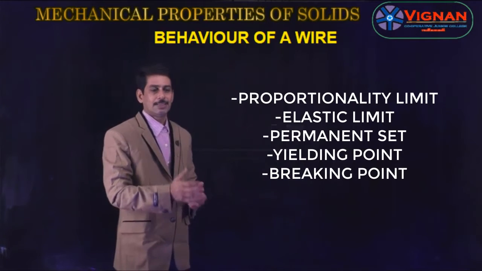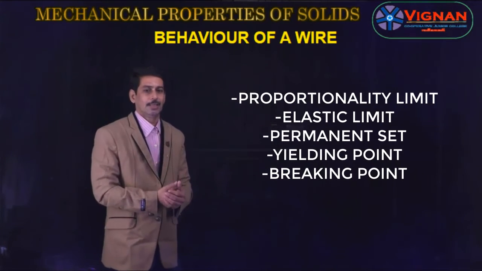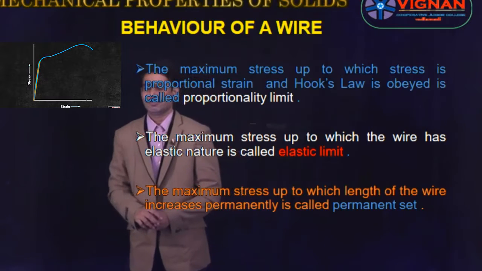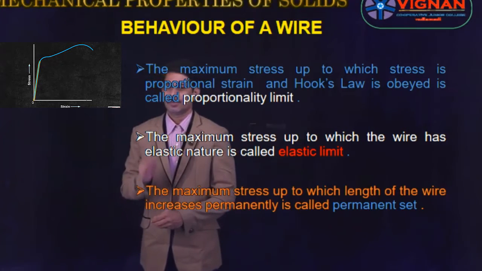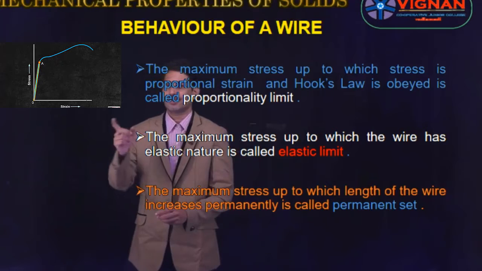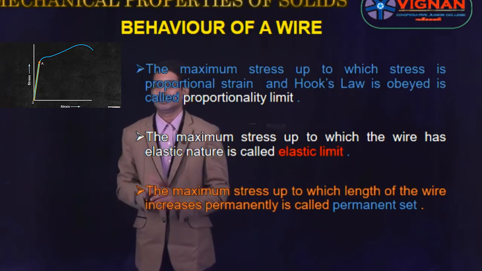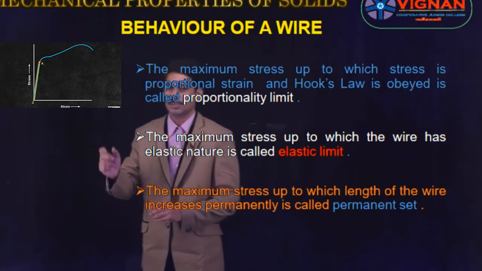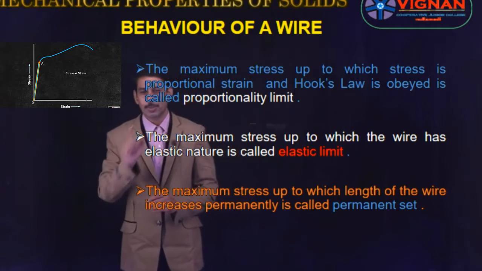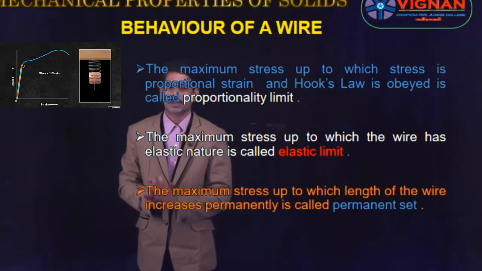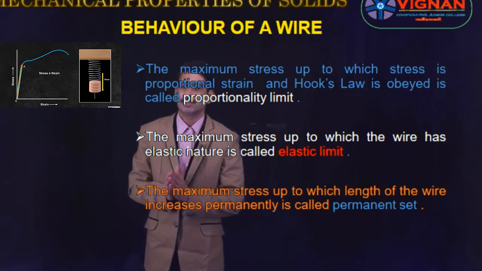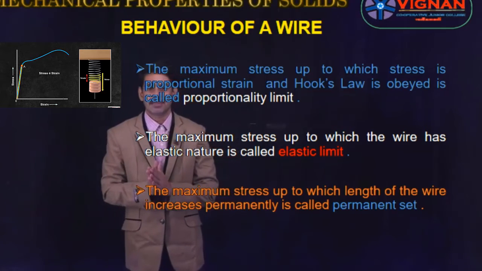Now let us see these definitions clearly. Just now we have seen the graph between stress and strain. Strain is taken on the x-axis and stress is taken on the y-axis. The graph is a straight line up to the point A. So watch this video also. Up to the point A, the graph shows a straight line, which indicates that up to the point A, the stress is proportional to strain.